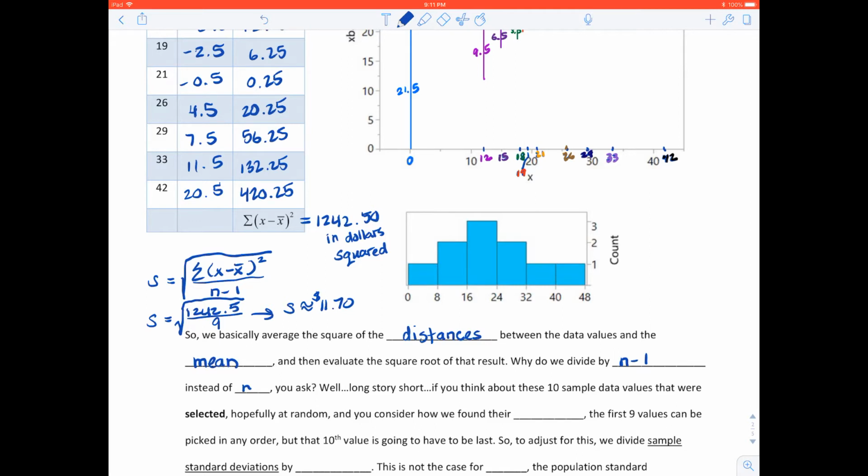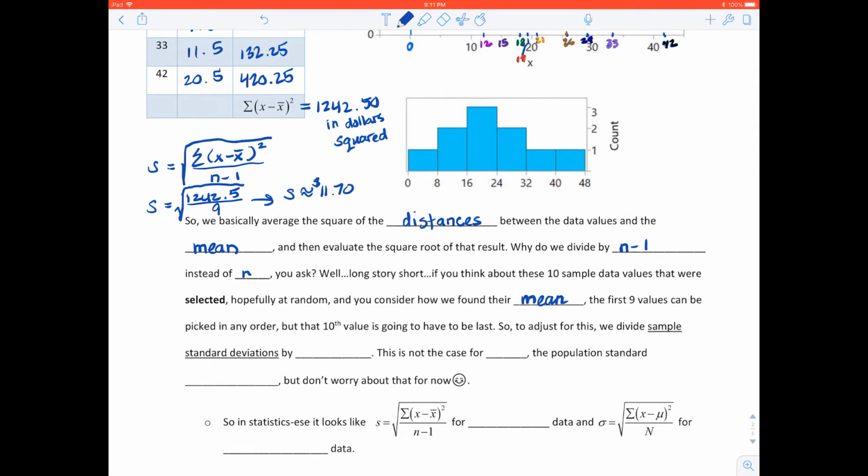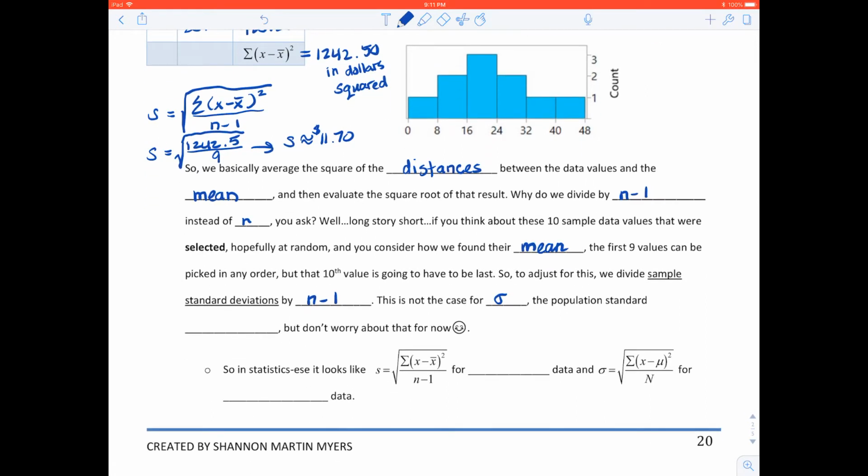So this is what I was saying out loud. We found, you consider how we found their mean. First 9 values can be picked in any order, but the 10th value is going to have to be last. So to adjust for this, we divide sample standard deviations by n minus 1. It is not the case for sigma, the population standard deviation, but don't worry about that one for now.